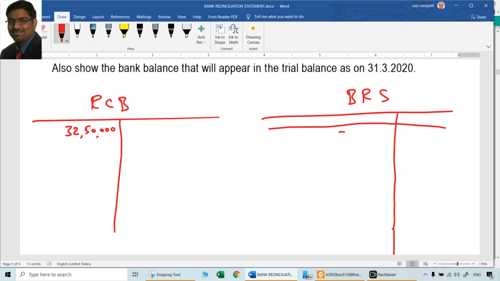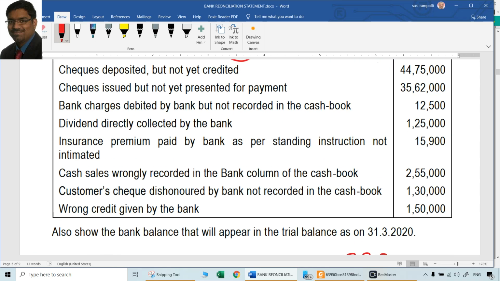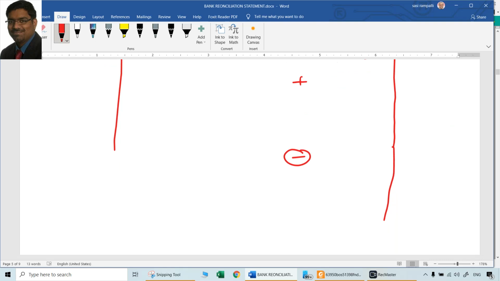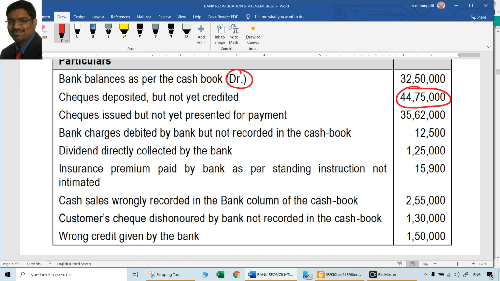Anyway, the starting point here is going to be cash book balance, whatever it is. And cash book balance is already higher. If it is already higher, what are we supposed to do? Deduct. So one by one, 44 lakhs 75,000 we have to deduct. Next, second one, checks issued but not yet presented for payment.